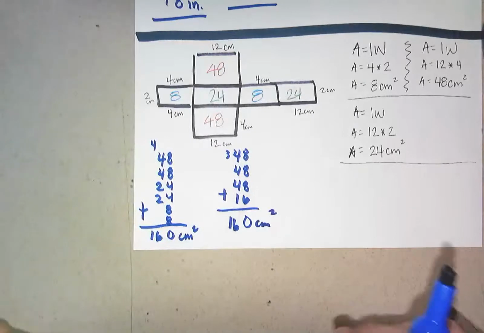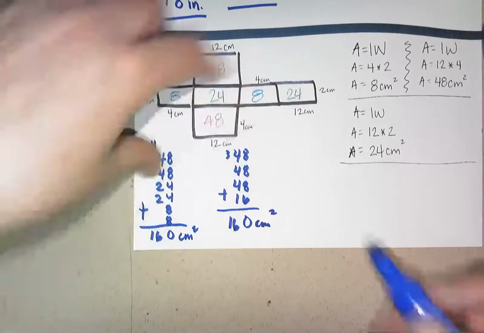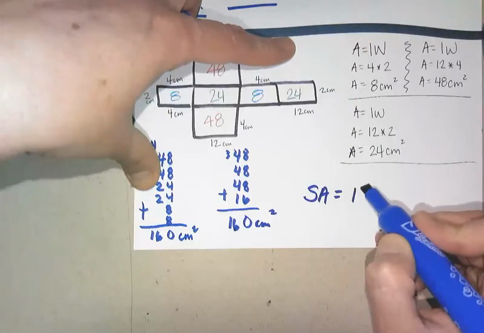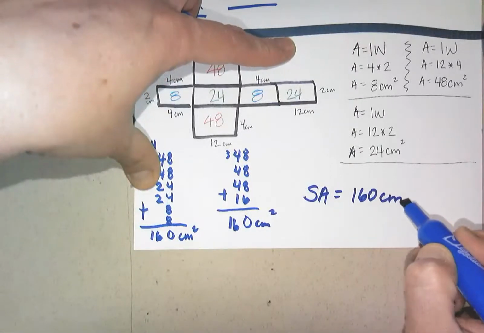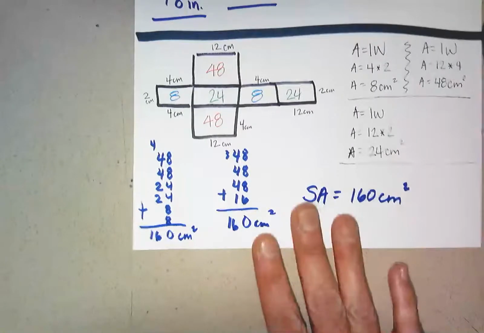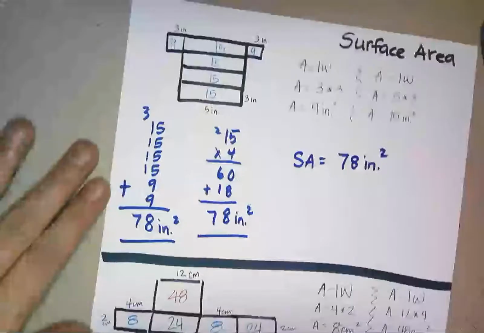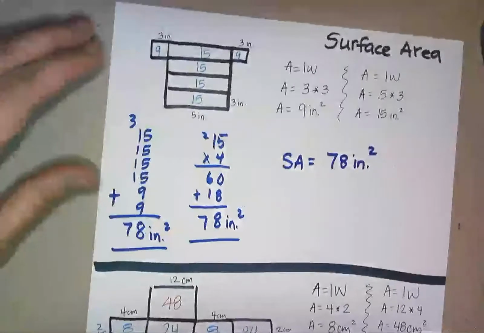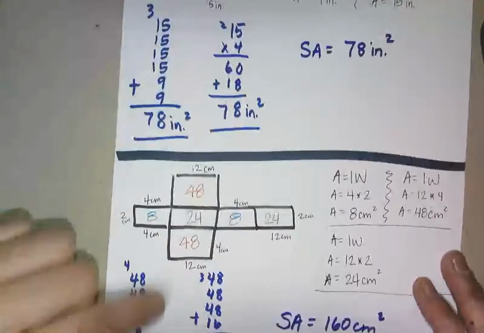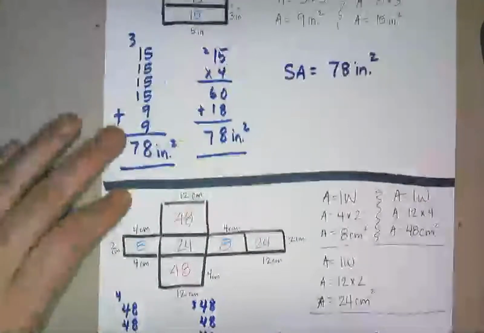So what is my surface area for this whole shape? You write SA, surface area, equals 160 centimeters squared. And you're done. So that takes care of the surface area for a rectangular prism, if you had a shape that was more like a cereal box or a box of markers. Okay, we're going to go on to the pyramids.